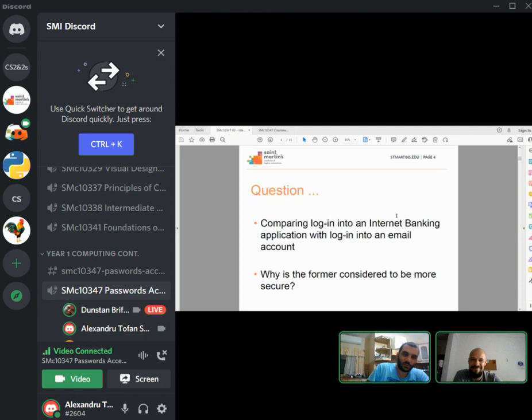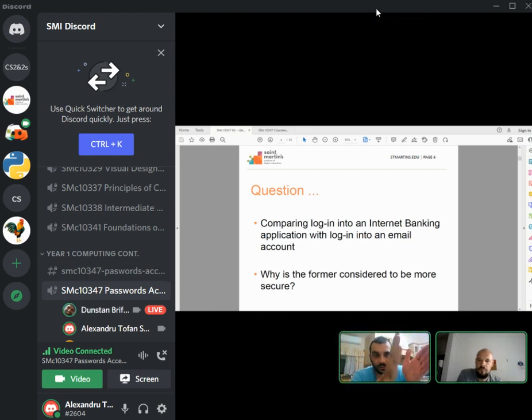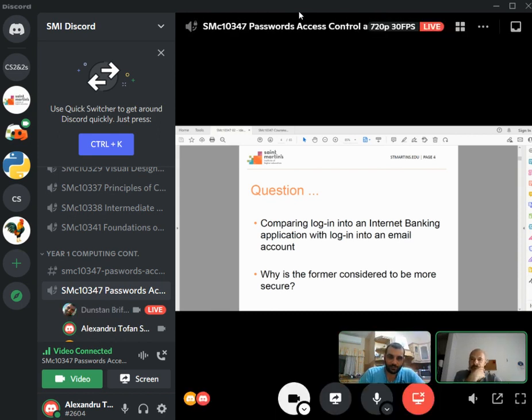Let us compare two systems. If we were to compare a traditional login system, where you've got a password and a username, with the login system we use for internet banking, I'm pretty sure you have an internet banking system. What makes the internet banking system more secure? What do you think?